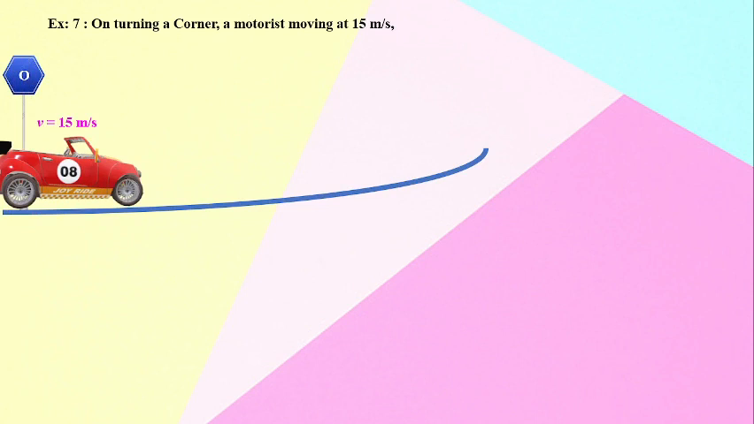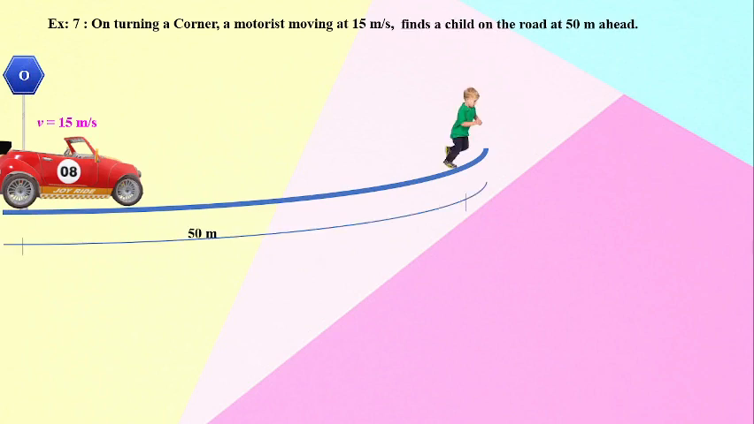What is mentioned further? He finds a child on the road 50 meter ahead. So when he is at a point O with velocity 15 meter per second, at a distance of 50 meter he watches a child who is trying to cross this particular road. So the distance between the car and the child is equal to 50 meter.